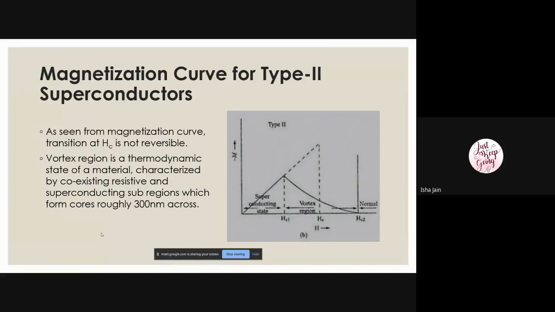Vortex density increases with increase in field strength. In the given curve, we can observe that a mixed state in which some field lines are captured in magnetic field vortices occurs only in type 2 superconductors within a limited region of the graph. Beyond this region, the superconductive property breaks down and the material becomes a normal conductor. So these are the type 1 and type 2 superconductors.